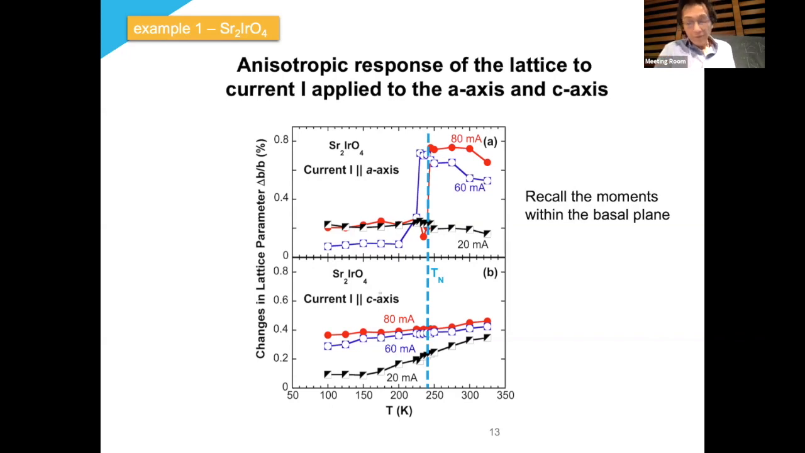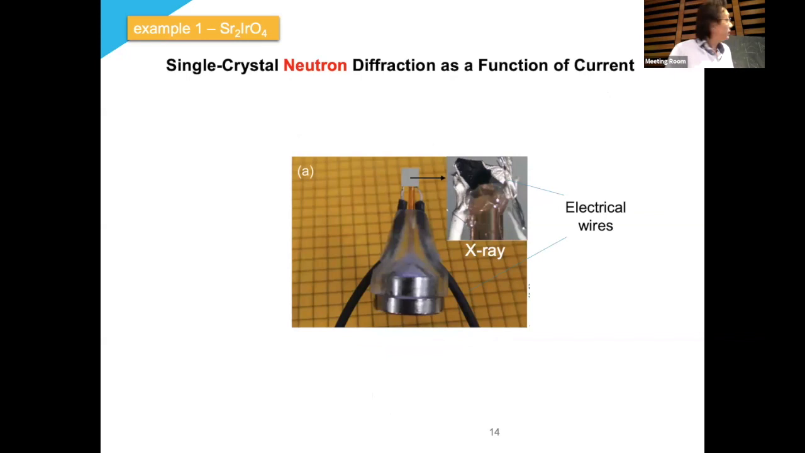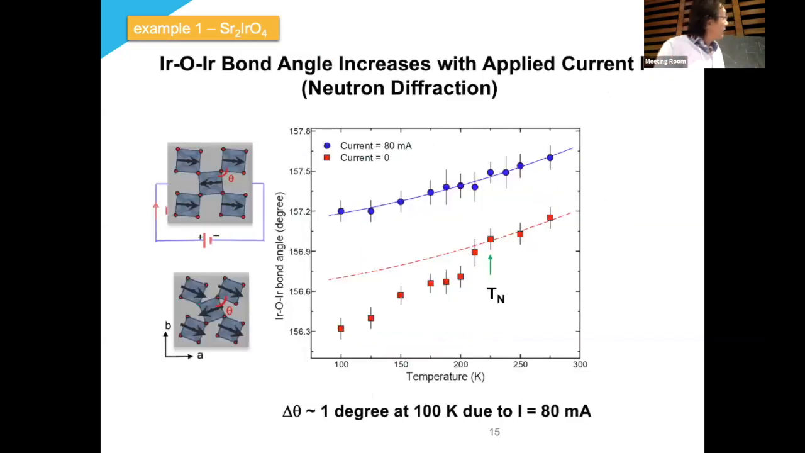This is an X-ray diffraction in-house. Sometimes bond angle cannot be accurately determined, so we also did neutron diffraction at Oak Ridge. This is the setup. These are just examples. What we see here are the oxygen-iridium bond angles.